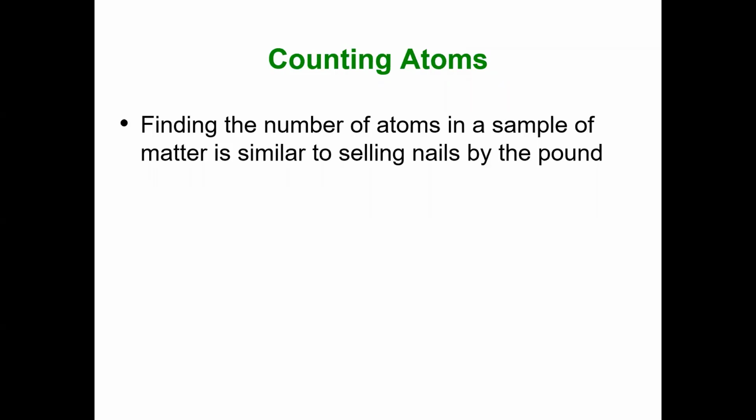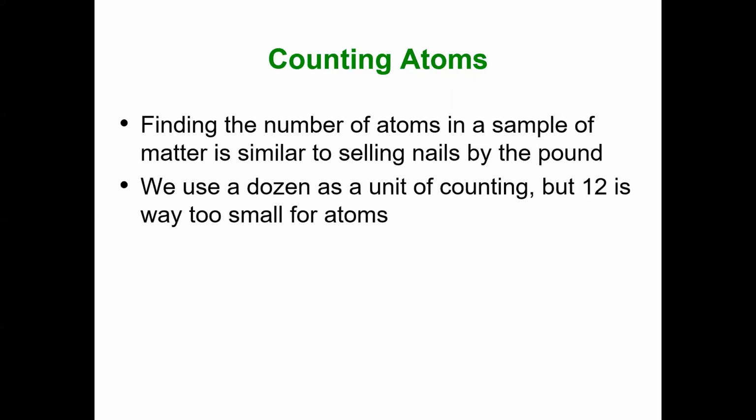We can count by weighing. It's similar to if you were to go to a hardware store and you could see that you could buy 1,000 nails in a pound, right? So if I needed 2,000 nails, I would just weigh out 2 pounds of nails and I'd have 2,000 nails. It's very similar to how we count atoms. We count atoms by weighing them. So by knowing their weight, we can determine the number of atoms.